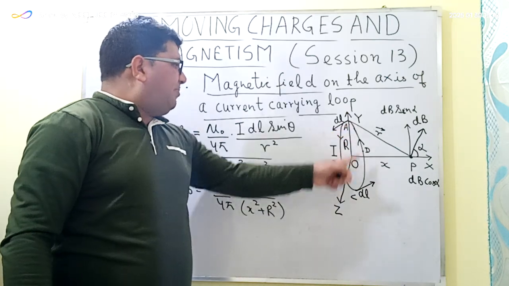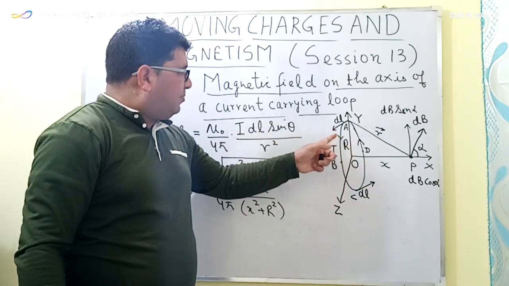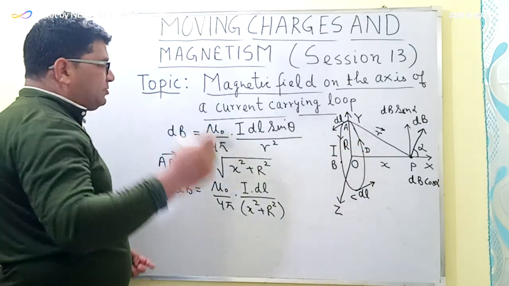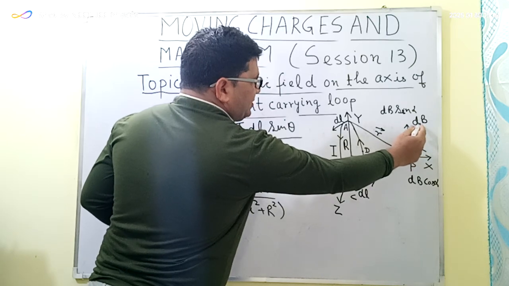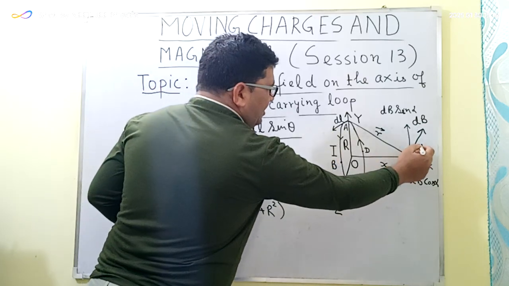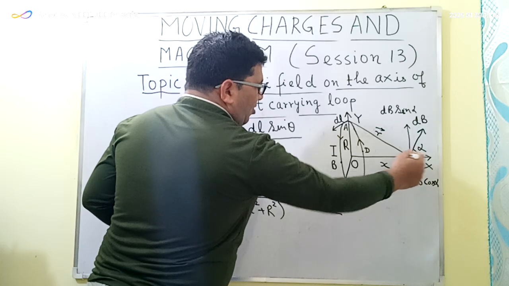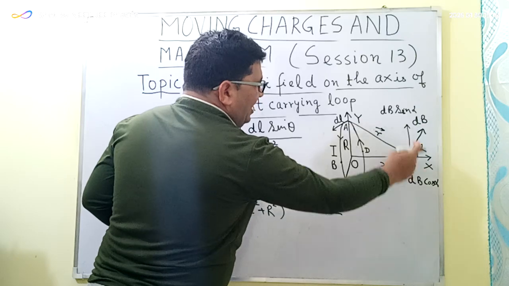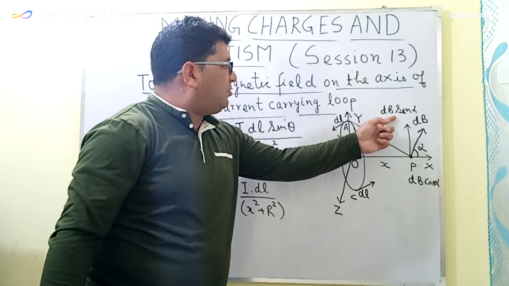Now the direction of the magnetic field, that is dB, will be perpendicular to the plane containing this conducting element dl and this displacement vector r. So the direction will be somewhat like this, as I have indicated with the help of this arrow. This is the direction of the magnetic field due to this conducting element dl, and let us say the angle which it is making with the x-axis, or you can say with the axis of this current carrying loop, is alpha. So it will be having two components. One will be the horizontal component, which will be equal to dB cos alpha, and the other one will be equal to dB sin alpha.